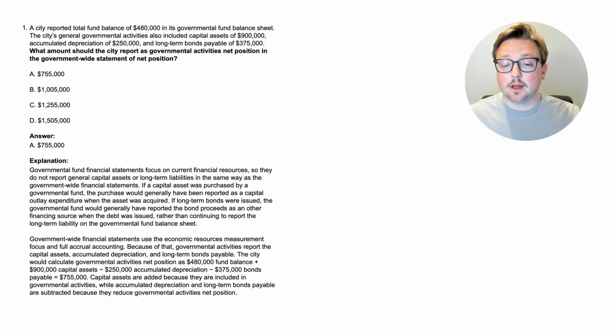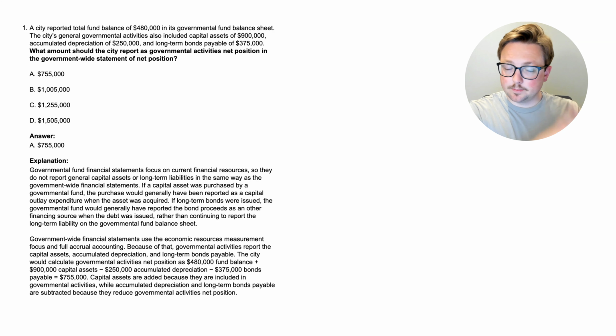Governmental fund financial statements focus on current financial resources, so they do not report general capital assets or long-term liabilities in the same way as the government-wide financial statements. If a capital asset was purchased by a governmental fund, the purchase would generally have been reported as a capital outlay expenditure when the asset was acquired, which means they didn't record an asset, they just recorded an expenditure. And this is for the governmental funds. If long-term bonds were issued, the governmental fund would generally have reported the bond proceeds as an other financing source when the debt was issued. Again, instead of reporting something like an asset or a liability, they would have reported this other financing source, rather than continuing to report the long-term liability on the governmental fund balance sheet.